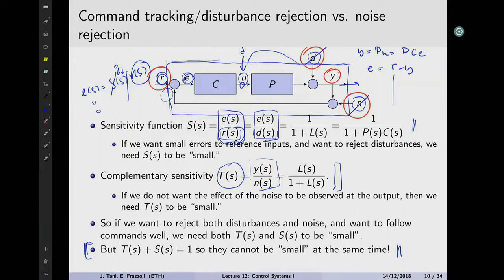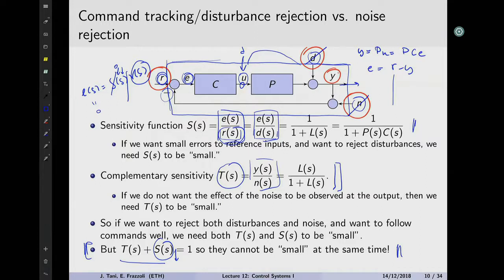And we can see these trade-offs, for example, by just looking at the fact that S plus T must be 1 at every point in frequency, for every S. So if you choose an S and you want good disturbance rejection, you need to have low magnitude of the sensitivity function. But if this is very low, the sum of this and the complementary sensitivity must be 1, so the other must be very big, right? There's no way, it's like two ends of the same rope. You can't just pull them both down. One goes up, one goes down.